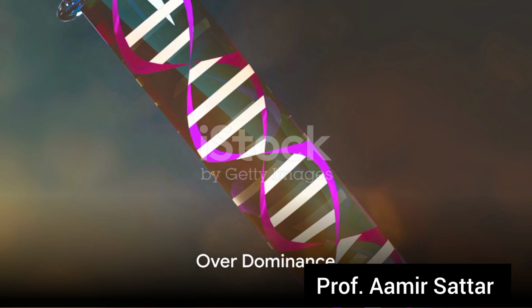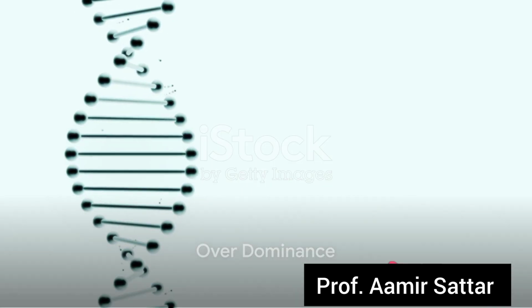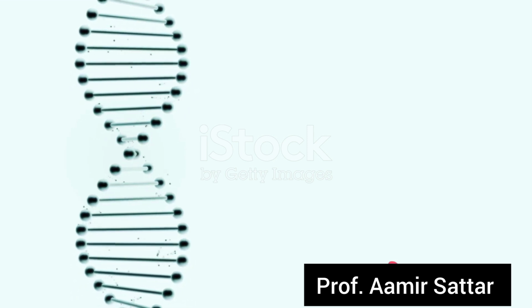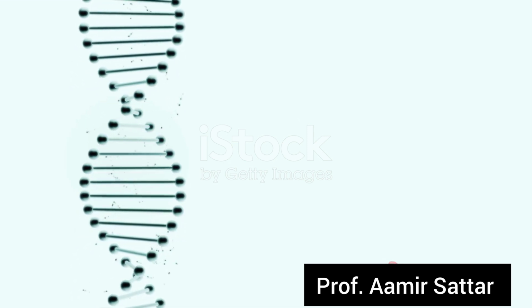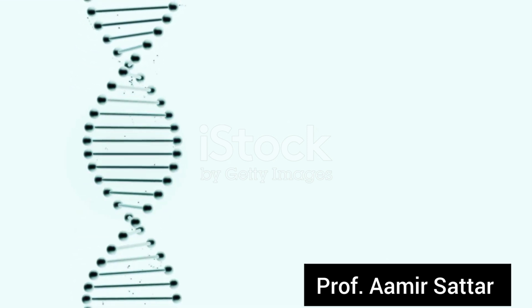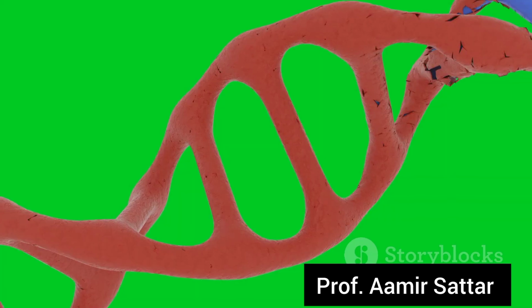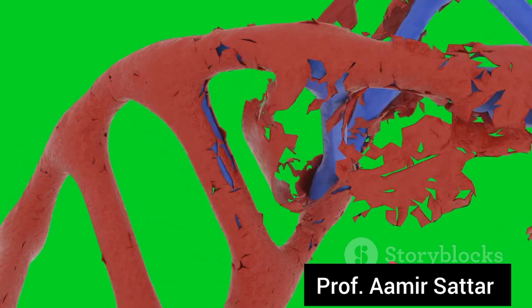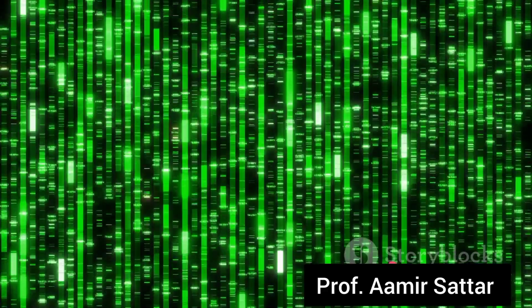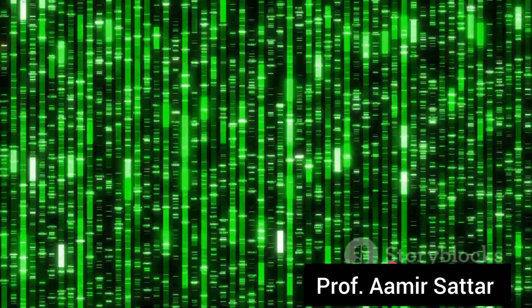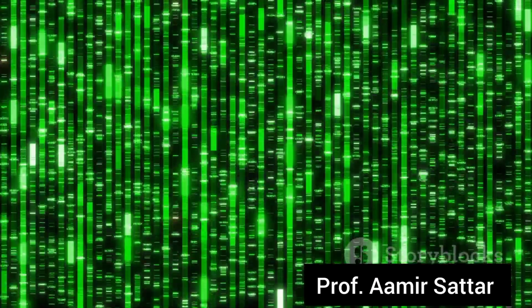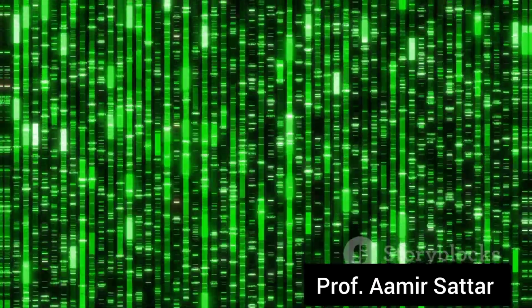Lastly, let's explore overdominance. This is a bit of a curveball in the world of genetics, where the heterozygote, or the individual with two different alleles, has a phenotype that is more extreme or better adapted than either of the homozygotes, or individuals with two of the same alleles. An example of this is seen in certain plant species, where heterozygous plants are taller or produce more fruit than either of the homozygous types.